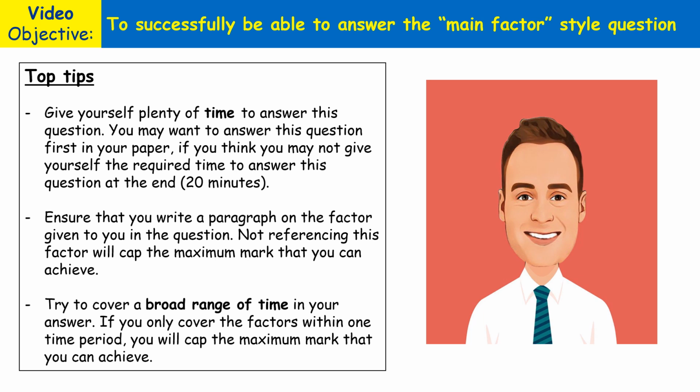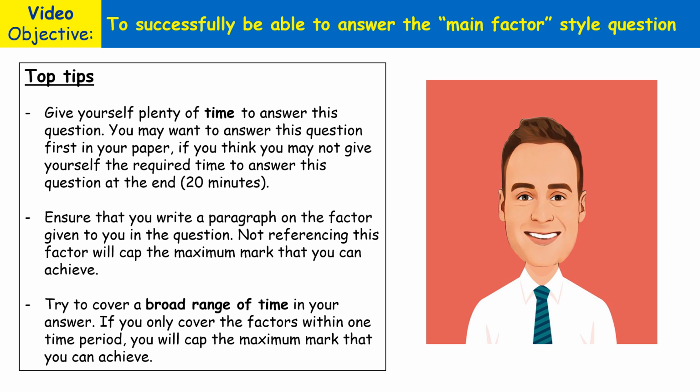Make sure as well that you write a paragraph on the factor given to you in the question. Now, you'll see in a moment when we talk through the model answer that I address the factor in the question first. That's the first paragraph I actually write about. And I would recommend as well that you address the factor in the question in your first paragraph in your answer, because then straight away the marker sees that you have addressed the factor in the question. If you don't address the factor or write about the factor in the question, it will cap the maximum mark that you can achieve. So I would strongly recommend, as I say, writing about the factor in the question first of all for your first paragraph.